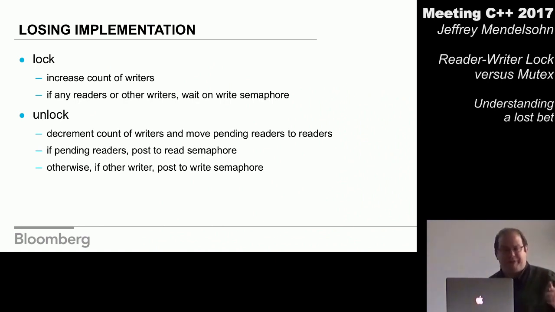So the lock operation, first, the writer comes in, he increases the number of writers. When I say that, I occasionally use the word then here, but it's all atomic. It's all done at one shot. So he increases the count of writers, and after any readers or other writers, he waits on the write semaphore.